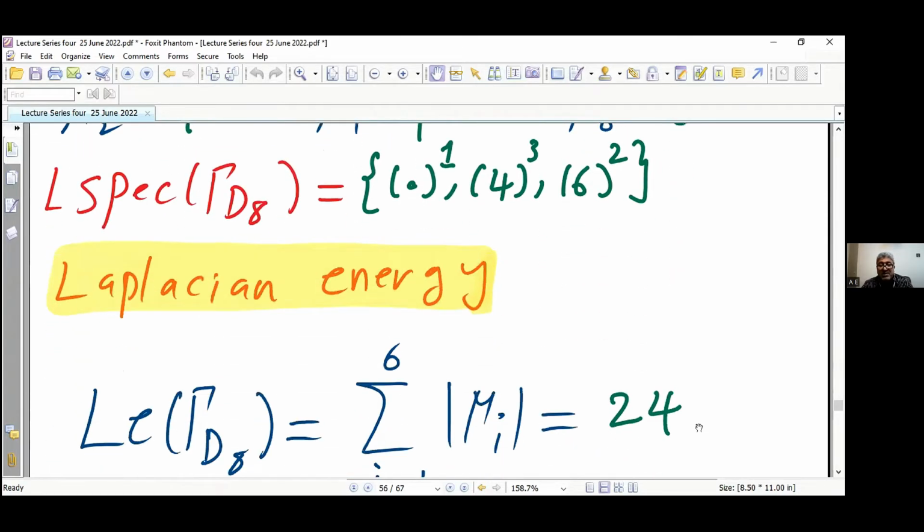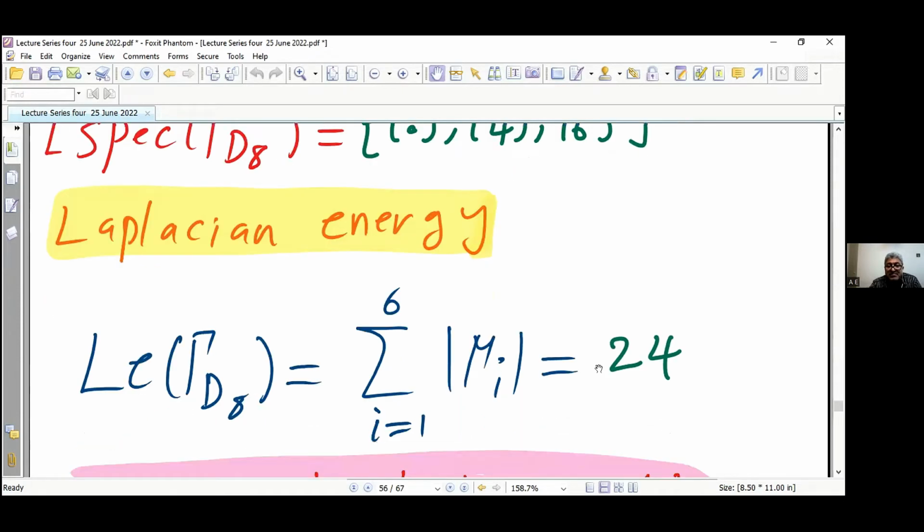Now, how about the Laplacian energy? If we compute the sum of absolute values of all eigenvalues of the Laplacian matrix, we will get 24, because 3 times 4 is 12, plus 2 times 6 is 12. 12 plus 12 is 24. That's the Laplacian energy.